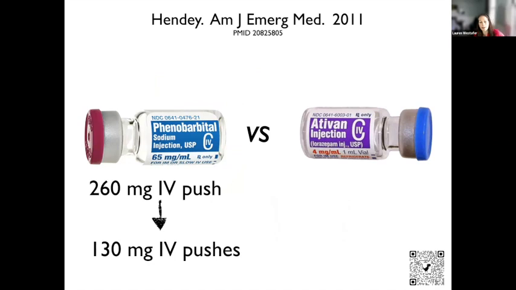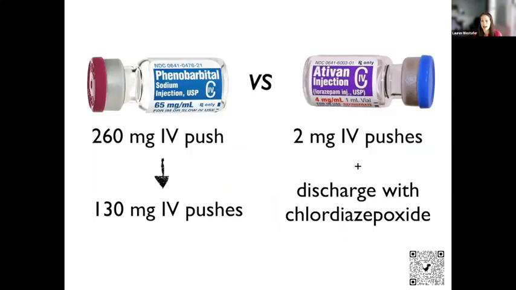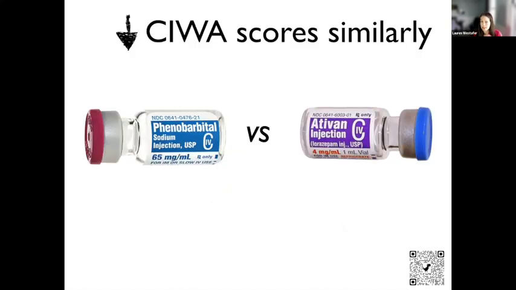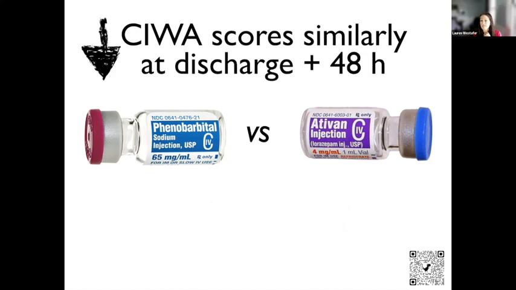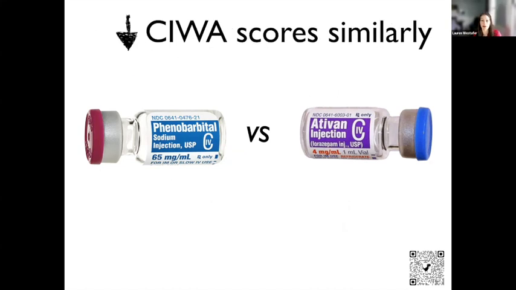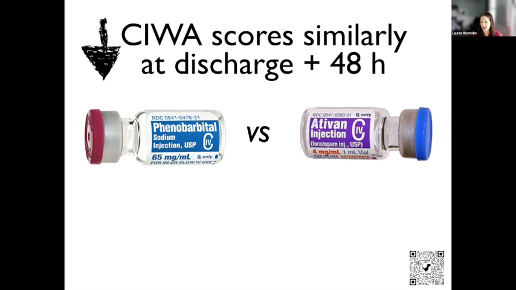So this is a study where they took phenobarbital, this was done in California. They gave 260 milligram IV push, and then 130 milligrams as needed to control the withdrawal, versus Ativan, 2 milligram IV pushes as needed, and then they discharged with a chlordiazepoxide or delirium taper. And they wanted to know what happened to the CIWA scores. So did it control withdrawal? Yeah, it dropped the scores very well. And by 48 hours, both groups of patients had appropriately decreased CIWA scores.